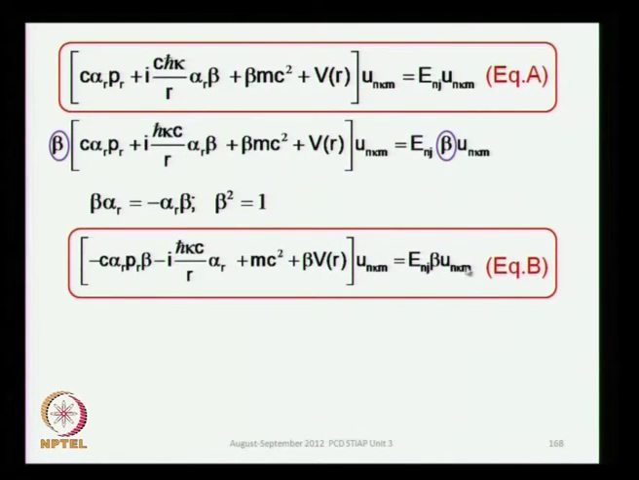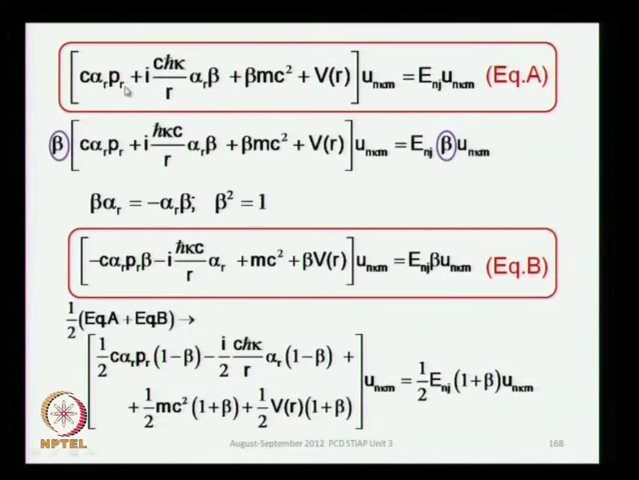Now, these two equations are what I call as equation A and equation B, okay? And we are going to handle them as a pair of equations. What I will do is to take half the sum of equation A and B. So, you sum the two equations, sum all the terms and take half of it. What do you get? You get half of these two terms. So, this does not have a beta, this has got a beta with a minus sign. So, you get c alpha r p r by 2 and (1 minus beta), okay. It is very easy to see.